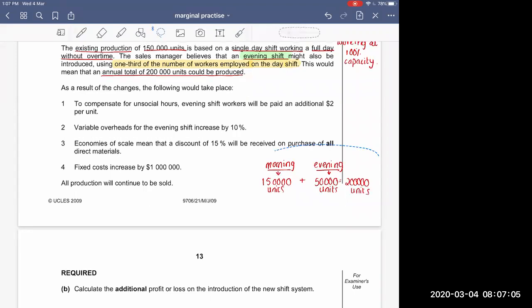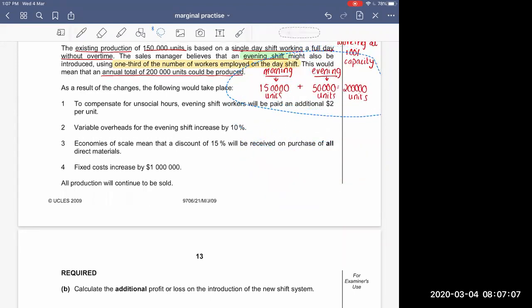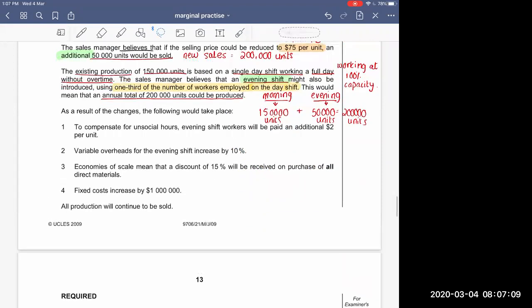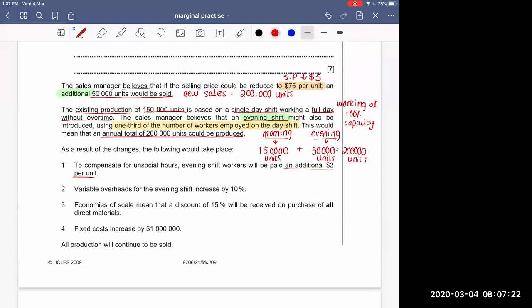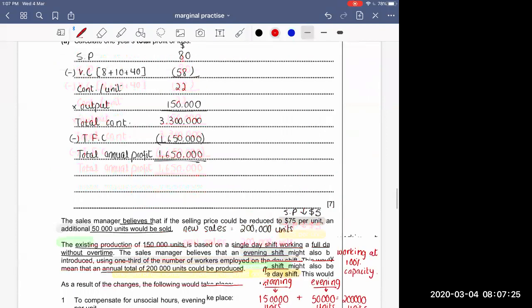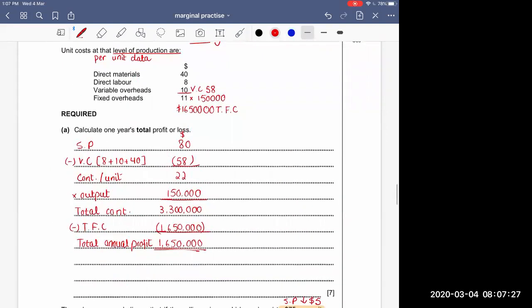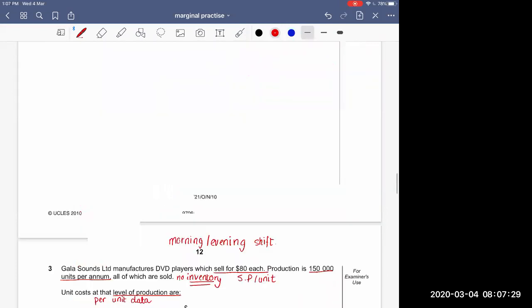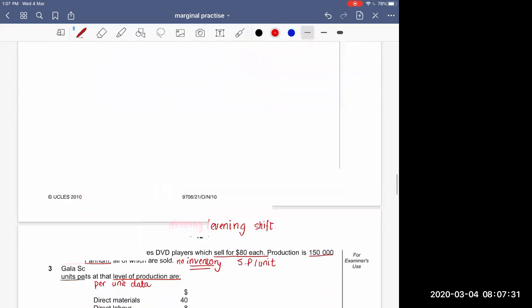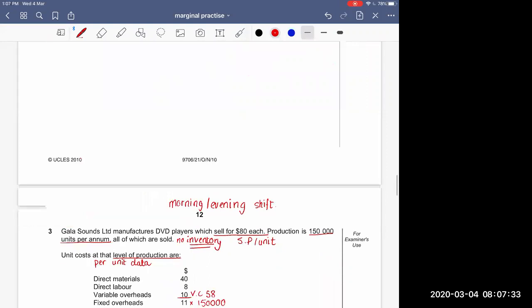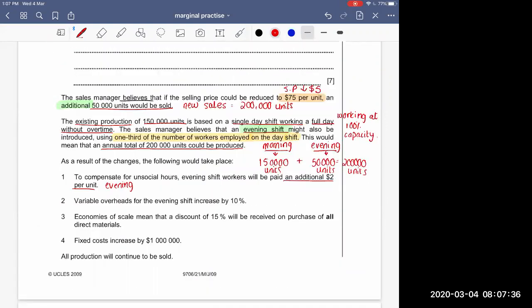As a result of the changes, the following would take place. To compensate for unsocial hours, evening shift workers would be paid an additional $2 per unit. That means the worker who was working in the morning, if we look above, the direct labor cost for the morning shift worker was $8 per unit. In the evening, we will increase the labor cost: 8 plus 2 is how much? $10.